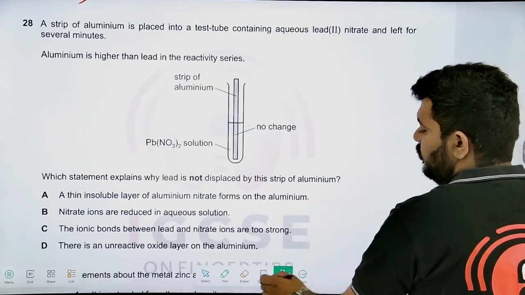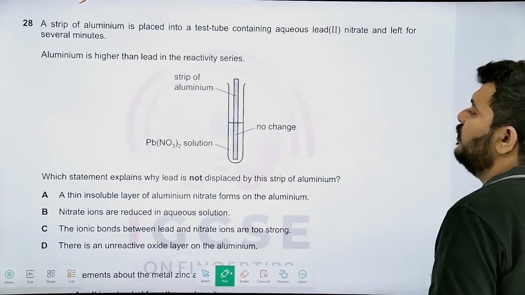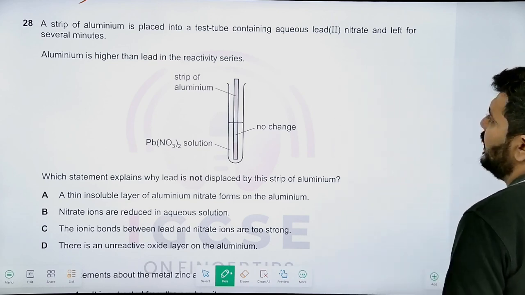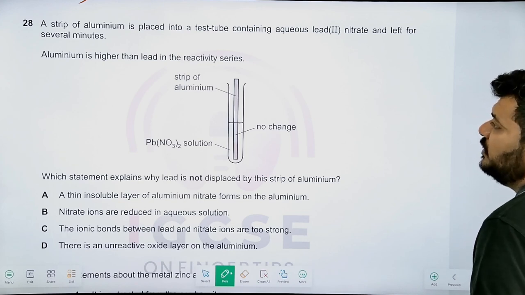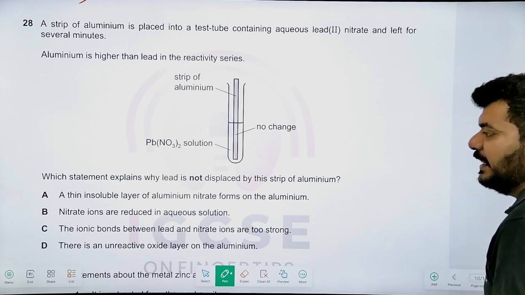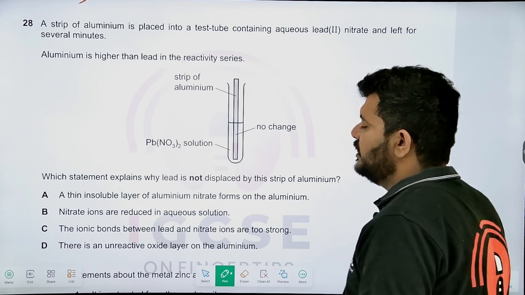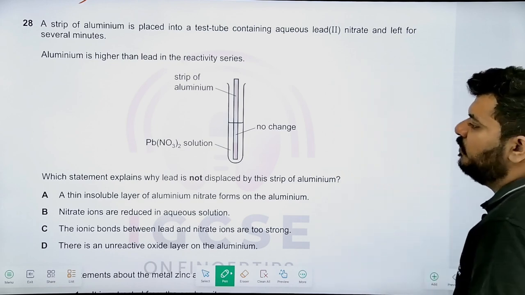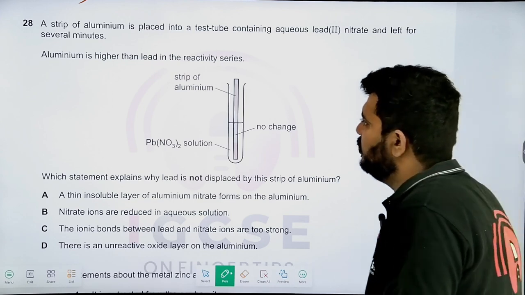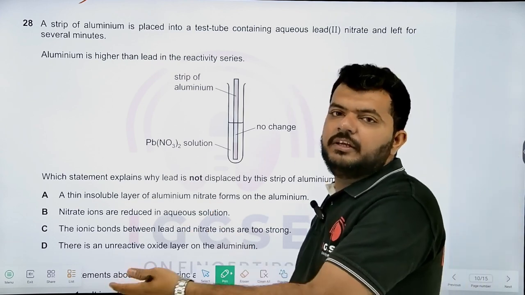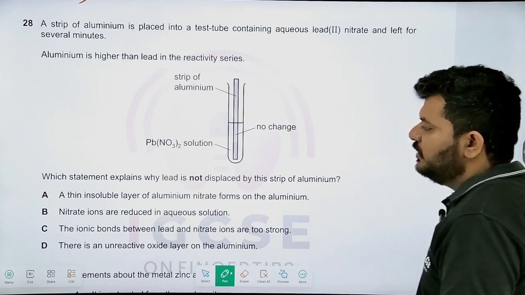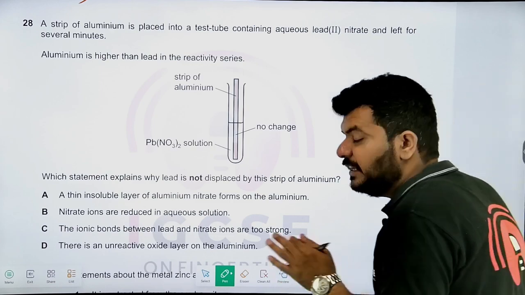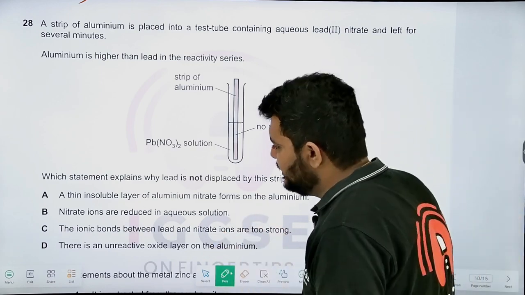Then question 28, we have a strip of aluminium placed in a test tube containing aqueous lead nitrate and left for several minutes. Aluminium is higher than lead in the reactivity series. Which statement explains why lead is not displaced by this strip of aluminium? Because aluminium oxide has formed a layer on the strip of aluminium. A thin insoluble layer of aluminium nitrate forms on aluminium. All nitrates are soluble, so statement A is incorrect.